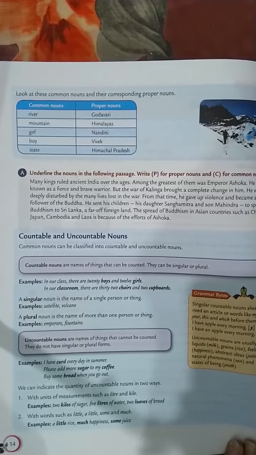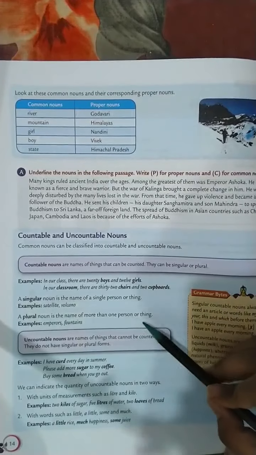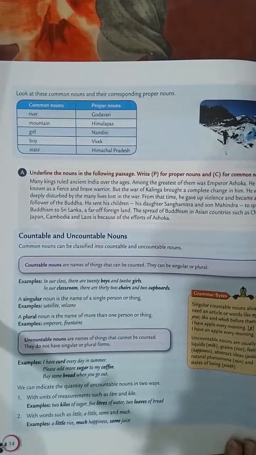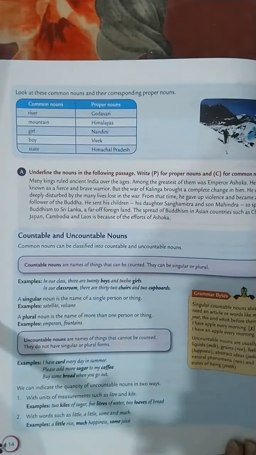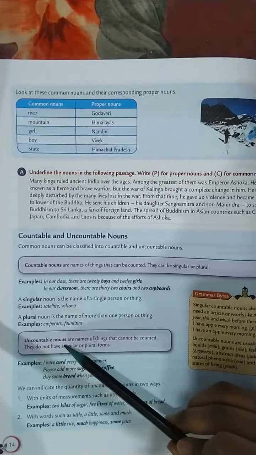Now, a plural noun is a name of more than one person or thing. As plural indicates, it is a name of any person or thing more than one, like emperors, fountains, then we can say mountains, girls. So these are plural nouns. Now, uncountable nouns.